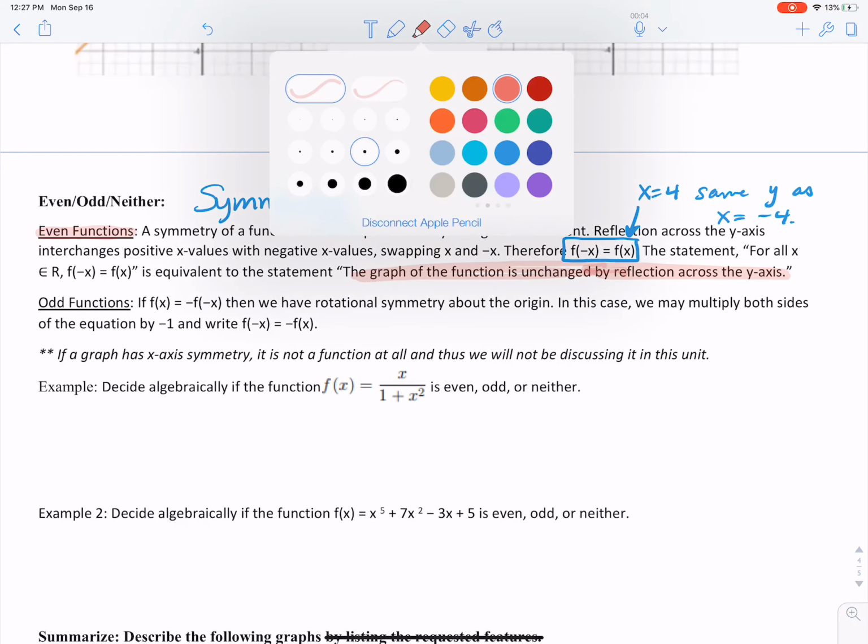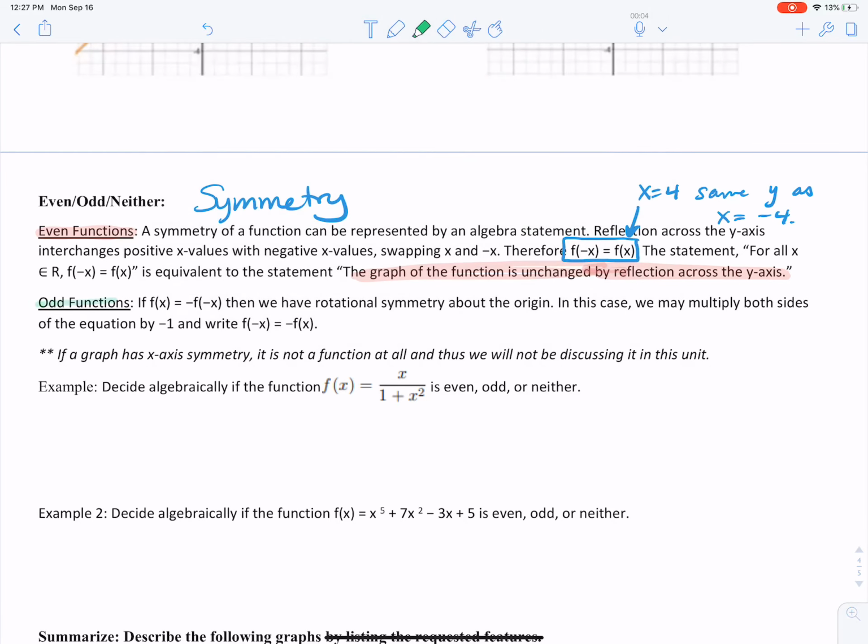For odd functions, odd functions have origin symmetry. Now, origin symmetry is harder for us to pick out. Origin symmetry essentially means that when we substitute in a negative x, the y is going to change.